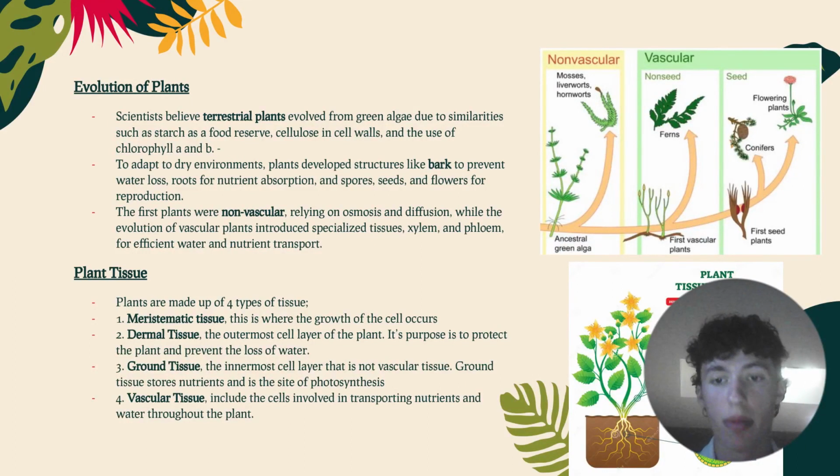Talking about plant tissue, there are 4 different plant tissues: meristematic tissue, dermal tissue, ground tissue, and vascular tissue. For meristematic tissue, this is where the growth of the cell occurs. Dermal tissue is the outermost layer, and it basically protects the plant from its outside environment. Ground tissue is the innermost, and it basically stores nutrients and is the site of photosynthesis. And then lastly, vascular tissue includes cells involved in transporting nutrients and water through the plant with xylem and phloem.